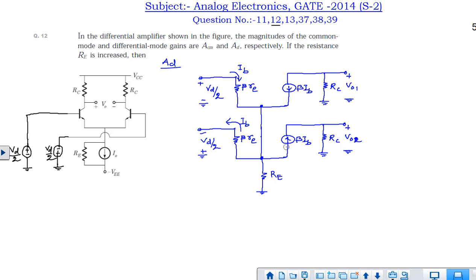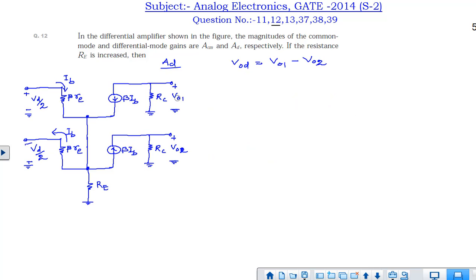Here one point you have to note, as this voltage is of opposite sign of this one, so the output voltage will have positive voltage, and hence the current dependent current source will be of opposite sign. Okay, so accordingly we will try to find out what is the voltage gain AD. So this is the small signal circuit. VOD is nothing but difference of the two output voltages.